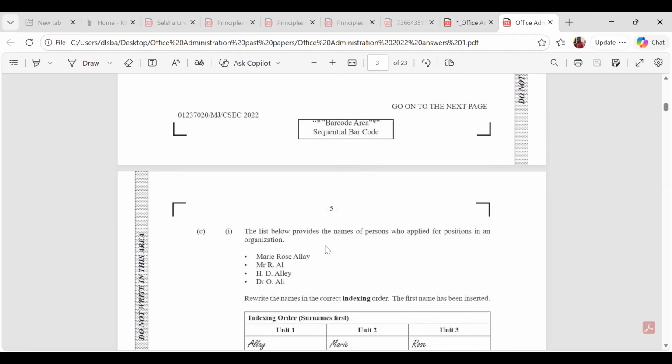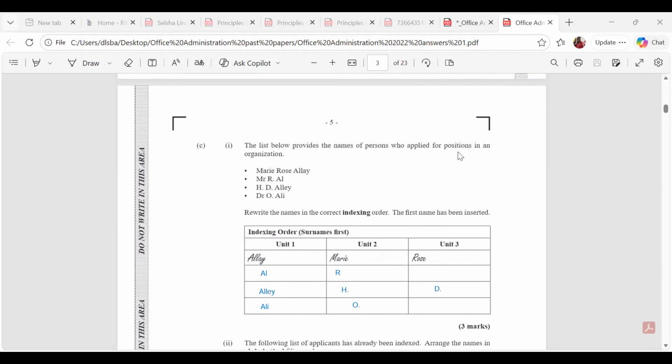And then Dr. O. Ali. You leave out titles. Okay, then it'll be Ali and O. Correct. Ali, O. Alright, always remember: last name, first name, middle name. Last name, first name, middle name.